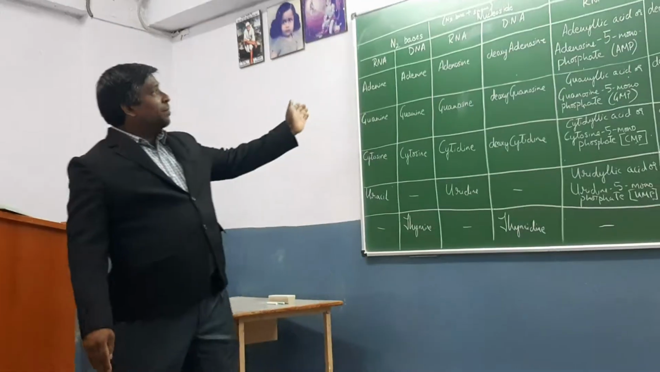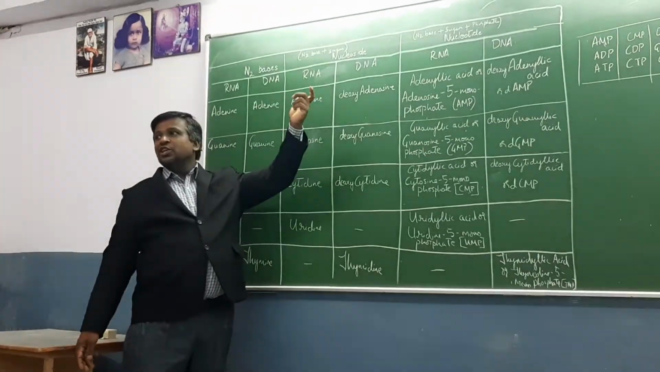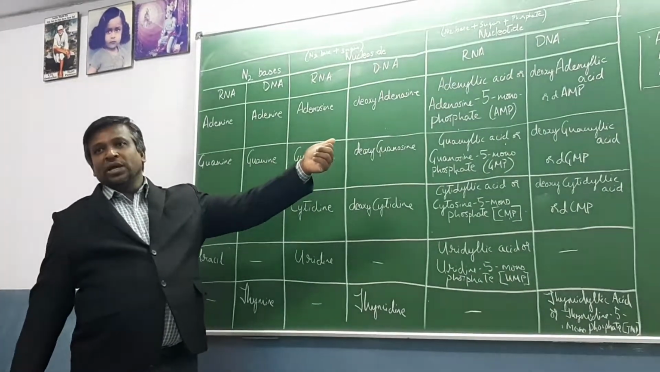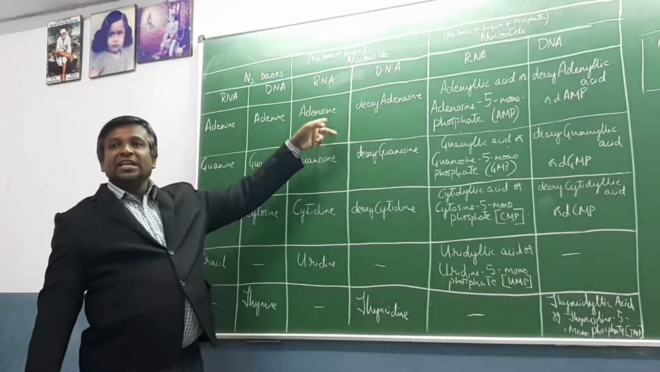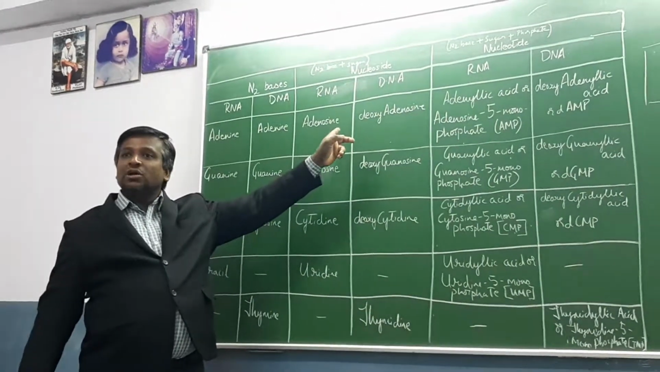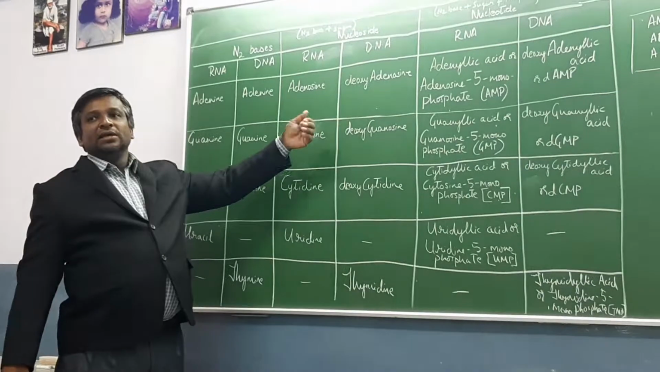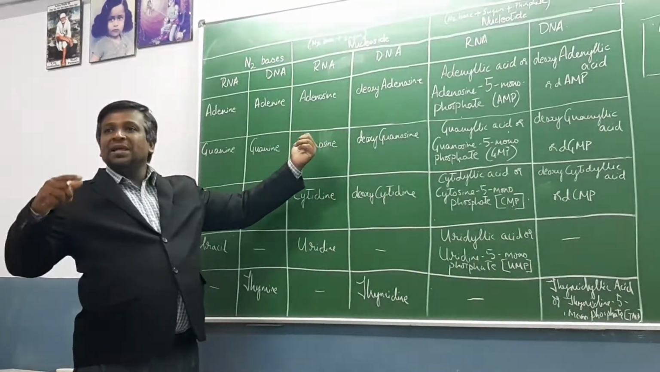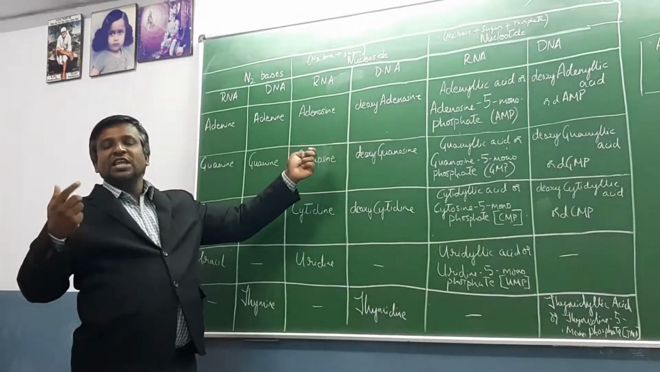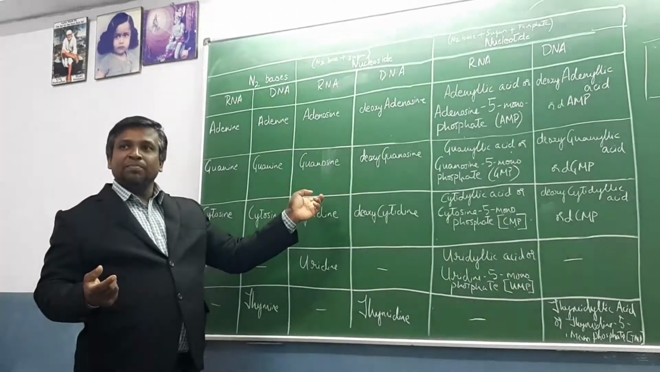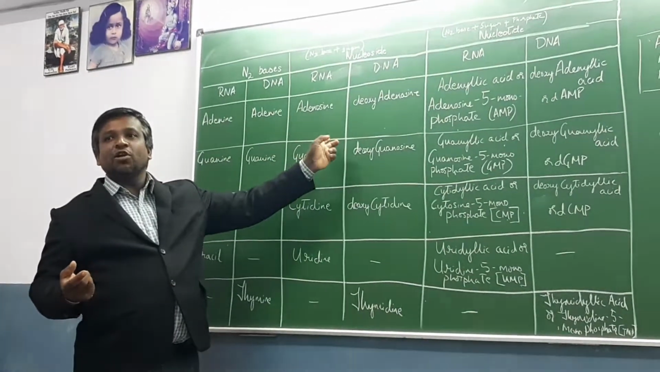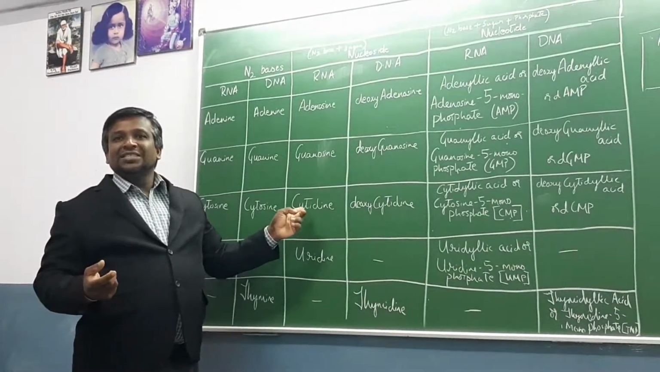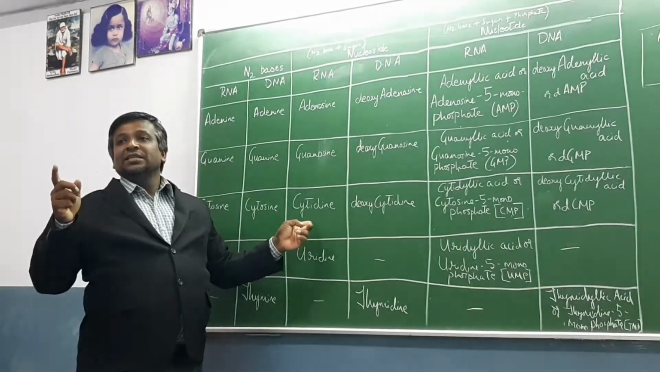So when you call it a nucleoside, in RNA, adenine plus ribose sugar we call adenosine. In DNA, the same adenine we call deoxyadenosine. Guanosine is guanine plus ribose sugar. For deoxy, what do we call it? Guanine plus deoxyribose sugar, we call deoxyguanosine.